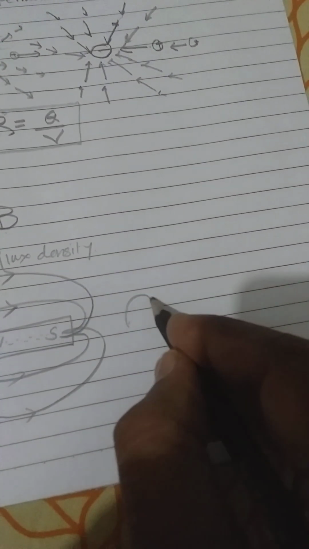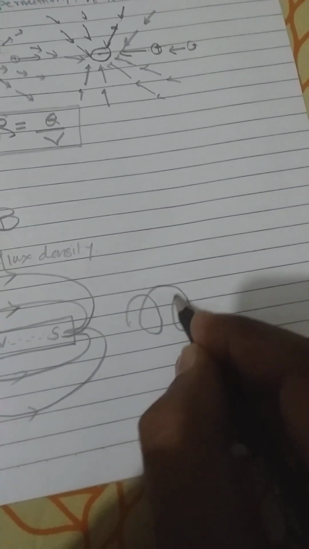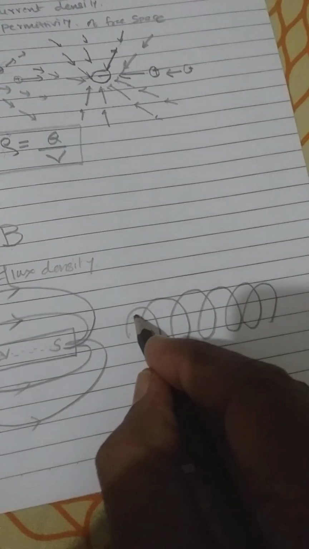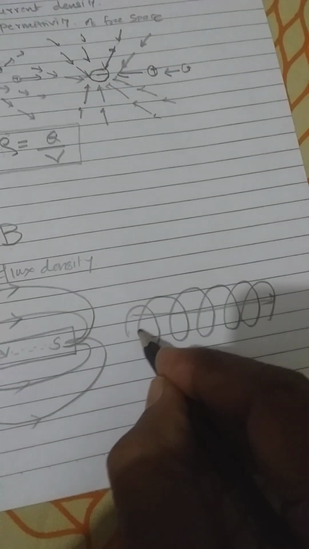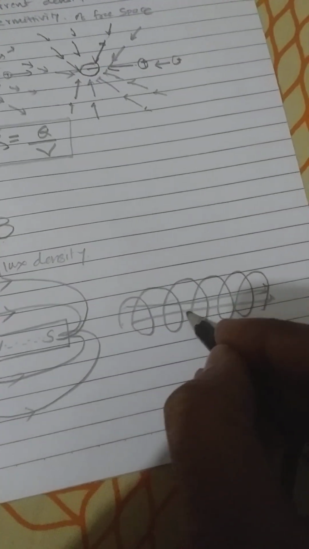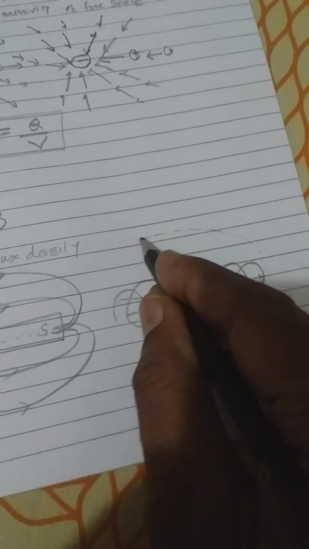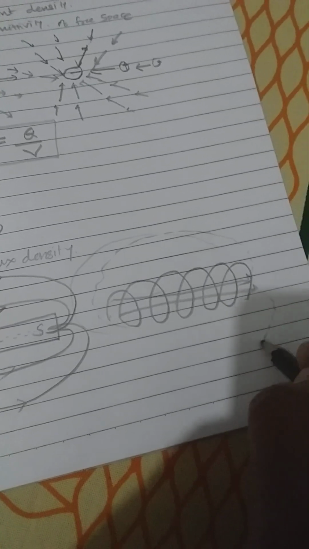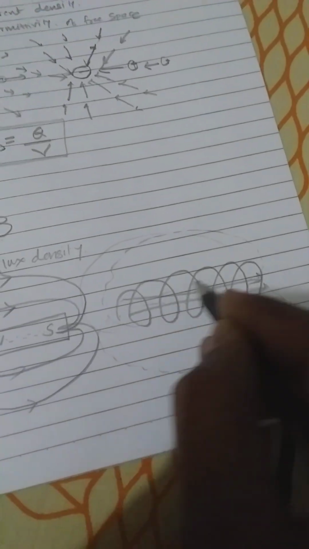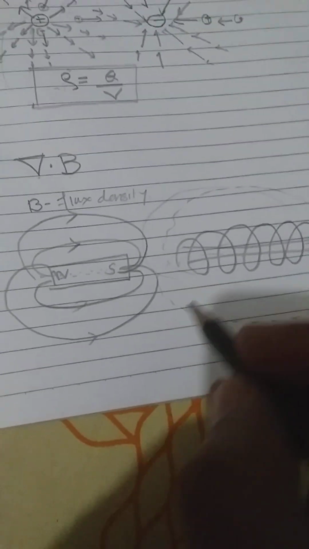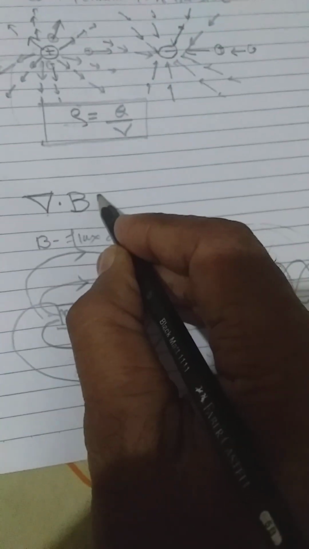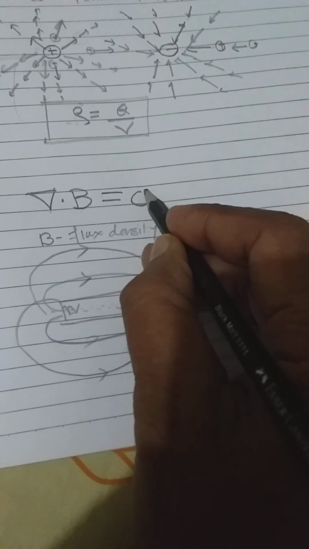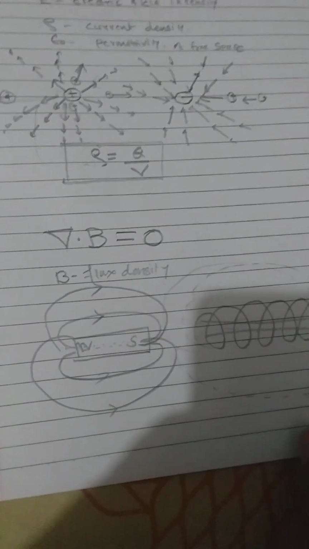Just for the coil also, we pass the electric current to the coil, we have the magnetic lines like this. These are the parallel lines, but on a larger scale you can see these lines are circular, and there is no spread in or spread out, and that's why the divergence of B is 0. This is Maxwell's second equation, right?